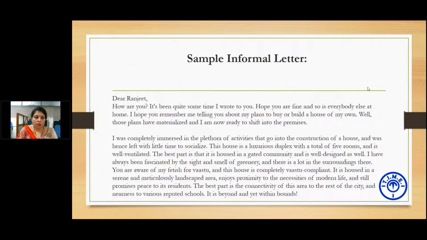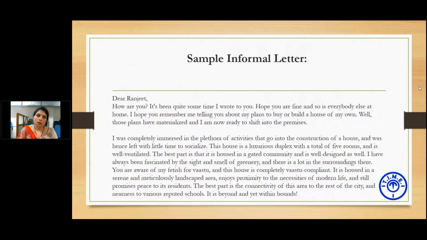Then the body. I was completely immersed in a plethora of activities that go into the construction of a house, and was hence left with little time to socialize. This house is a luxurious duplex with a total of 5 rooms and is well ventilated. The best part is that it is housed in a gated community and is well designed as well.